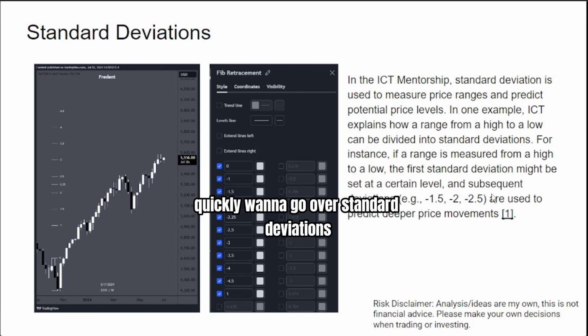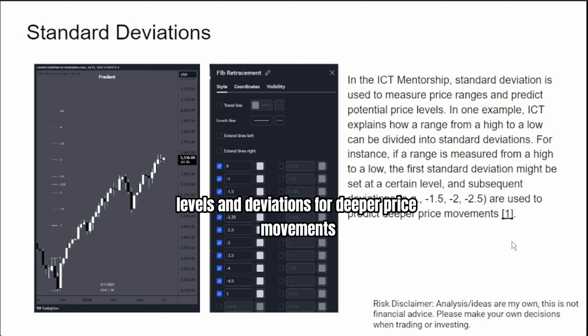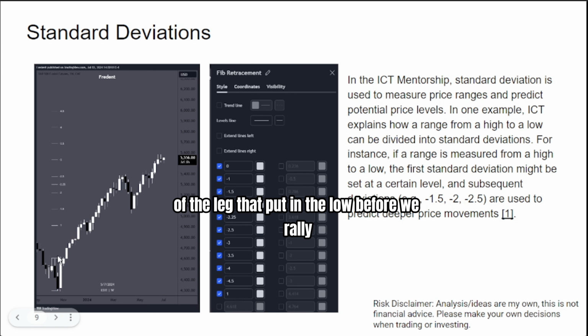Quickly want to go over standard deviations, how I'm using them and how I am interpreting them. So here on the right side is just a brief explanation or quote from the ICT mentorship itself, where he explains what it's used for. And basically it's just used to measure levels and deviations for deeper price movements. So in this case, this is the ES weekly chart I have on my screen here. You want to find the high of a leg that put in the low before we rally it, basically.